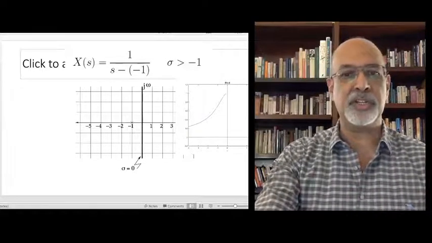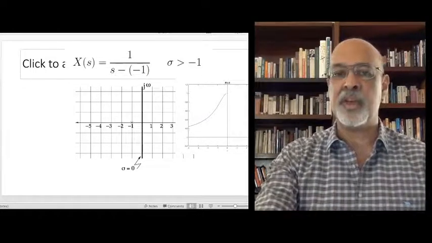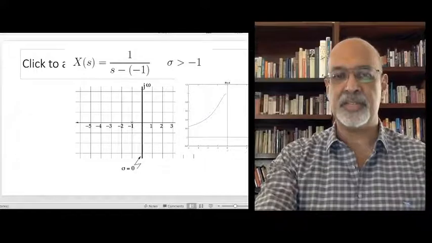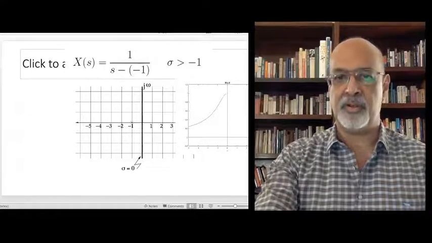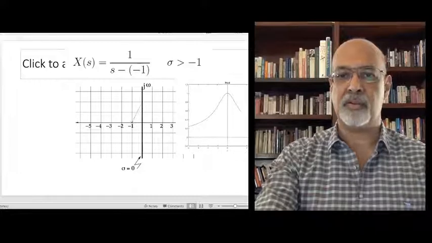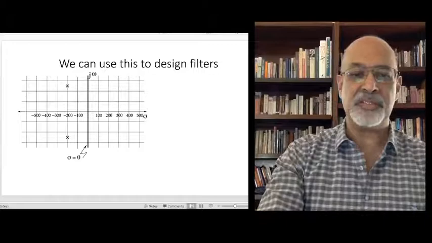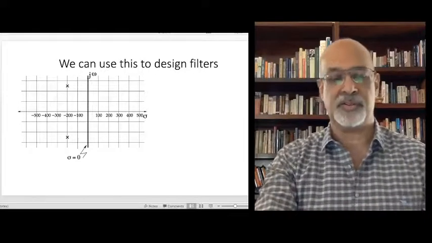So I have the largest value of the transfer function, because the transfer function is 1 divided by the distance of omega from the pole. Right, so here we go. And then as I go above, I go the other way. Right. So we can use this idea to design filters.